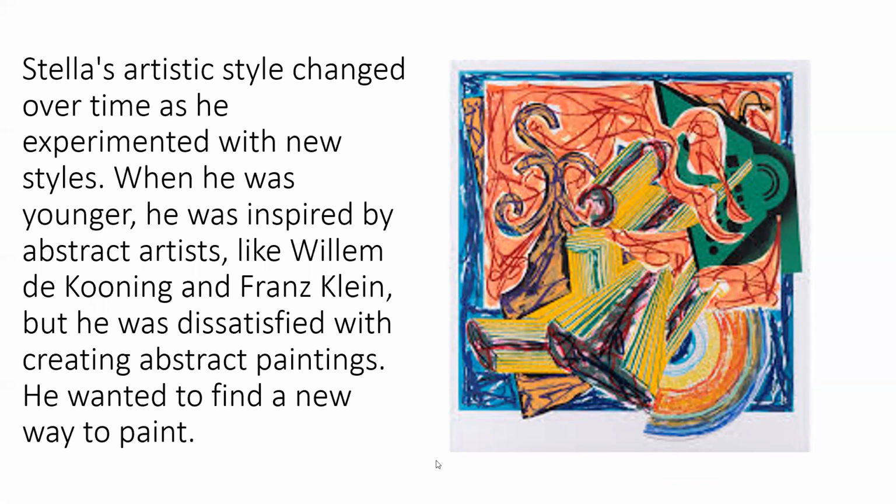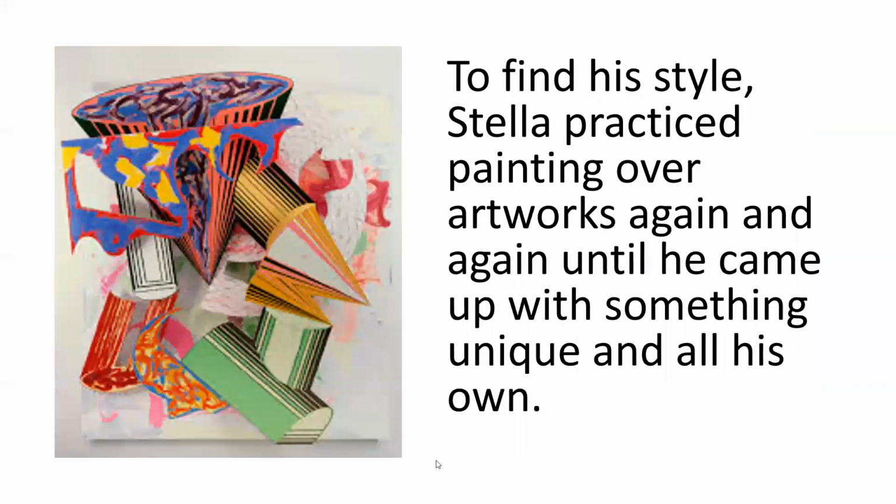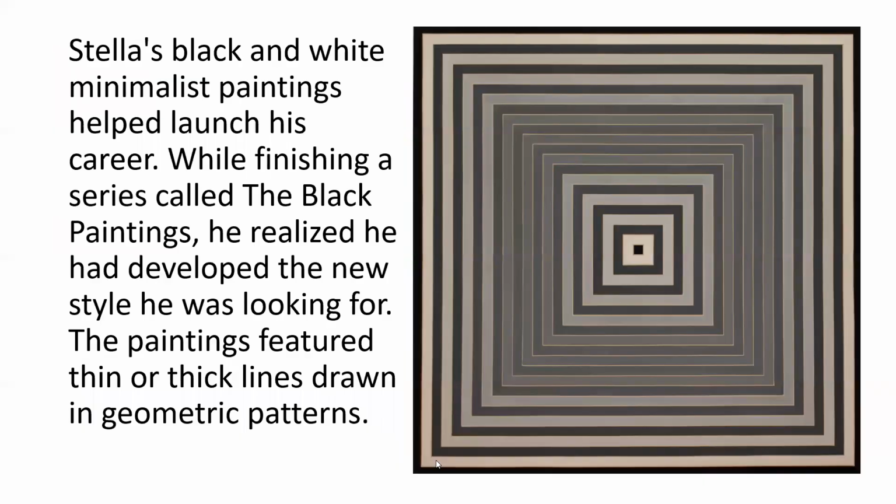Stella's art changed drastically over time. Sometimes he would start off with these drawings or paintings that he would paint over and over again. He was inspired by William de Kooning, Franz Kline, but he really wasn't as inspired by the abstract as he kind of hoped he would. He started looking for new ways to express himself through his paintings. And so to find his style, he started practicing by painting over works again and again until he came up with what he was really looking to finish with.